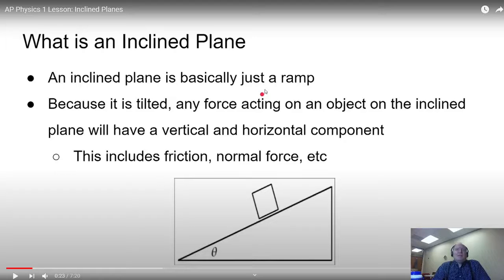But I also just wanted to comment that I don't know why we don't just say ramp. Inclined plane, it sounds so complicated. It's just a ramp. I love that. Back up just a little bit so we can see that laser pointer stuff again.